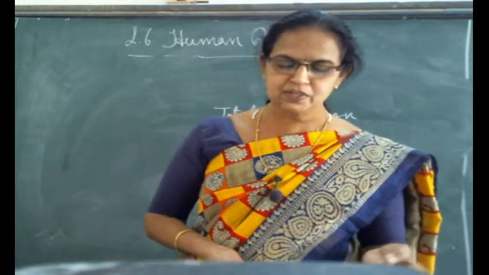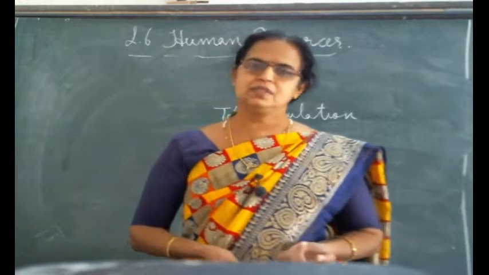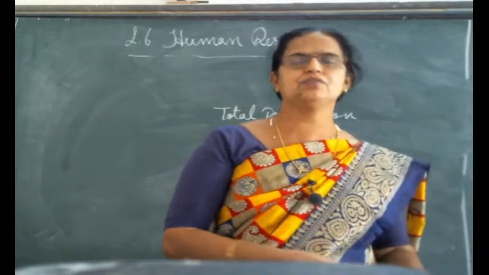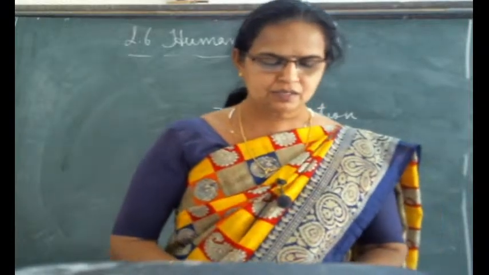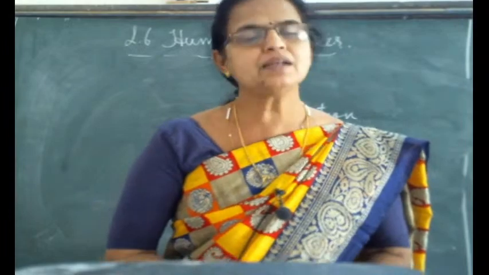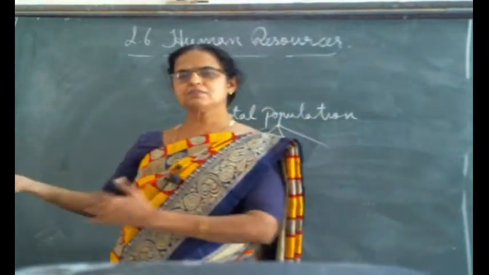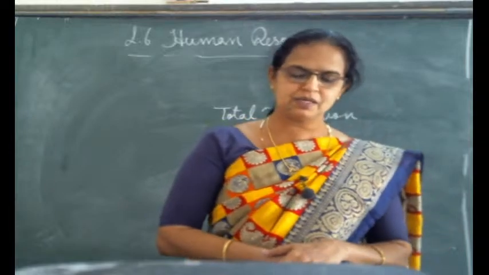Like that, age group basis also it is possible. Then literacy rate, those who are highly literate, those who are illiterate, that way also classification is possible. Then rural and urban area population, that is also possible. Religions, how many Hindus, Christians, Muslims, Sikh, Parsi, like that way also classification is possible.